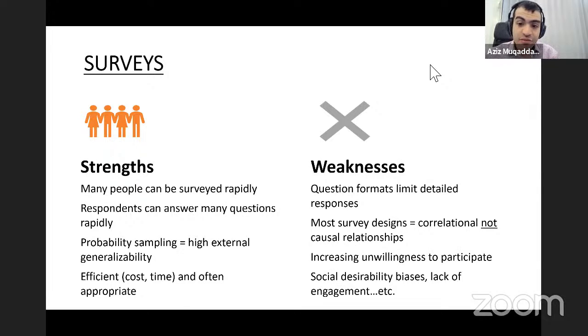And it could, for that reason, give you high external generalizability, right? So if you remember, we said the larger your sample is, the more generalizable results of your study could be applied to the population, right? Especially if you're using probability sampling, right? So you could have a sample to population generalization, right? And related to that, hence surveys are more cost and time efficient.